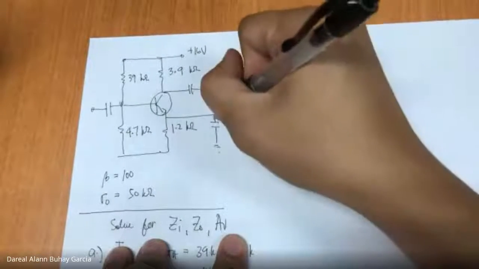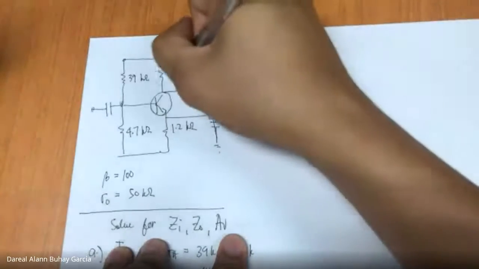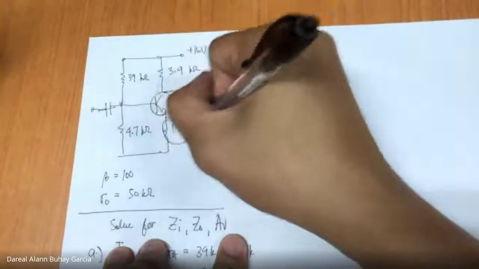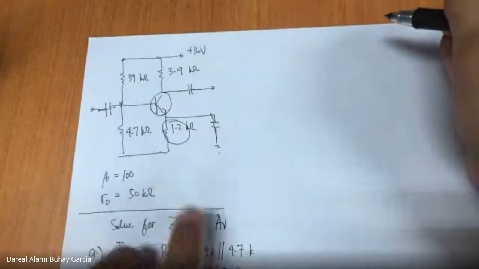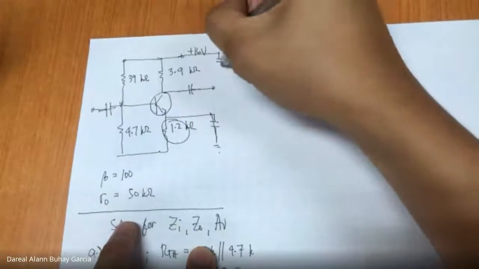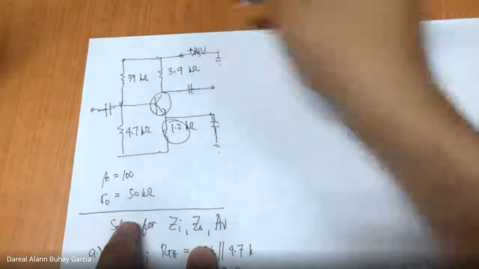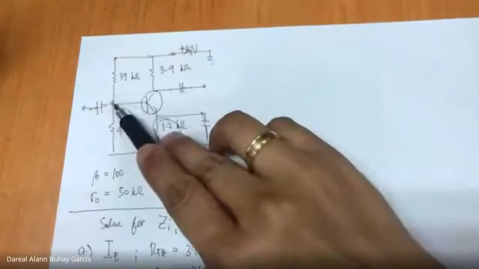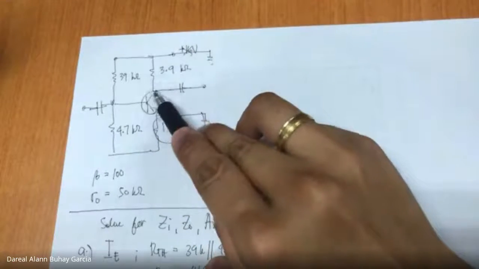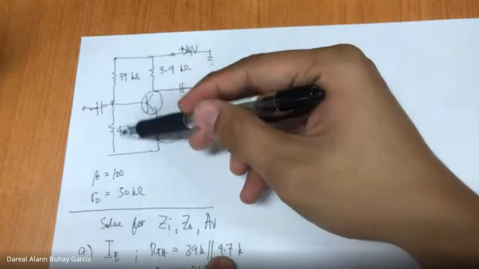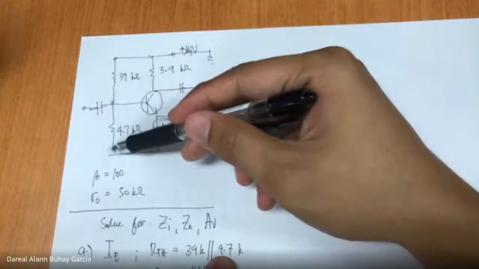Next, the AC configuration. The capacitor is shorted, so RE disappears. And VCC is shorted to ground, so RB1 is directly connected to ground, RC is directly connected to ground, RE is gone, and RB2 is connected to ground.